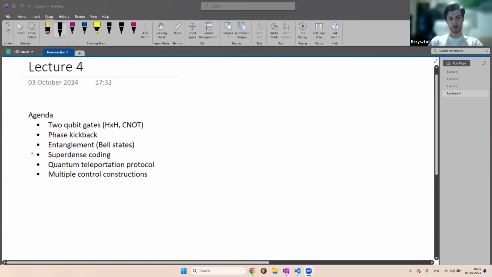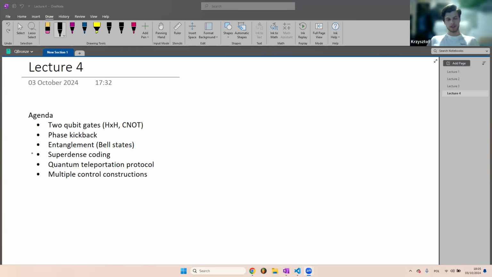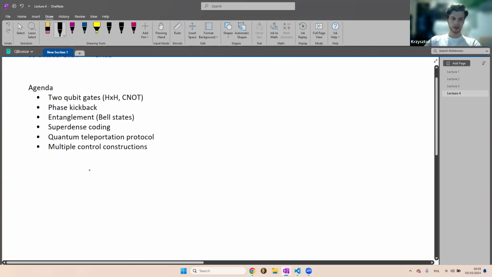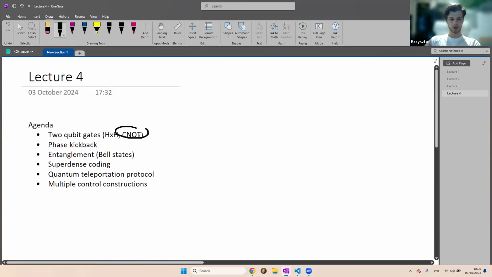Today we have quite a long agenda, so I suppose the lecture will be longer than yesterday's. I suspect about 1.5 hours. But yeah, today we will cover some of the basic quantum protocols, such as superdense coding and the quantum teleportation protocol. And we'll also cover the basics of those protocols, which is entanglement. But first, I want to talk about the 2-qubit gates, which are two Hadamard gates and the controlled NOT gate.